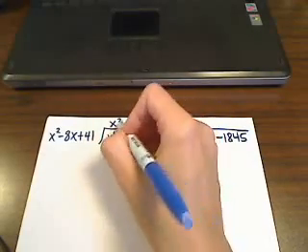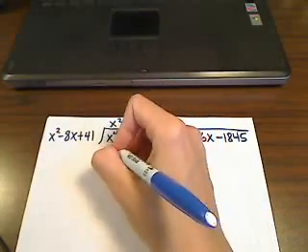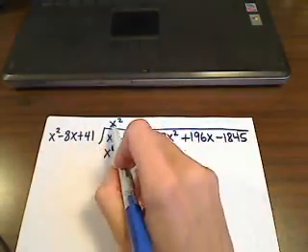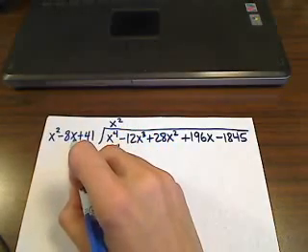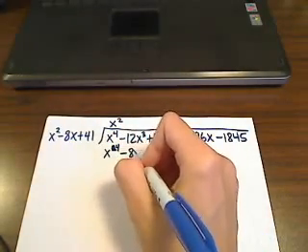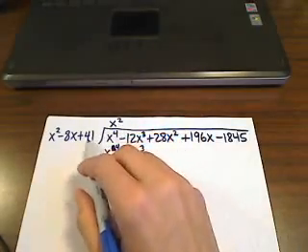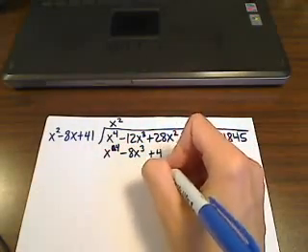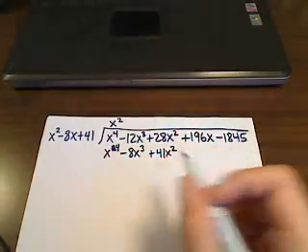Excuse me, I'm not paying attention here. X squared times x squared is going to give me x to the fourth. And then if I take x squared, multiply by the negative 8x, that's going to give me a negative 8x cubed. And x squared times the 41 is positive 41x squared.